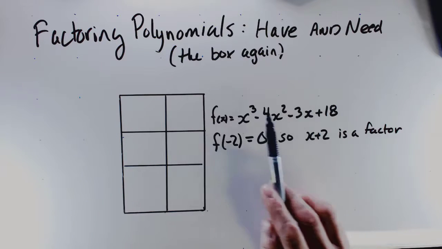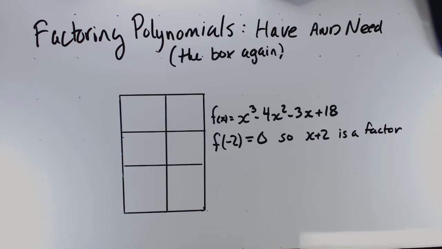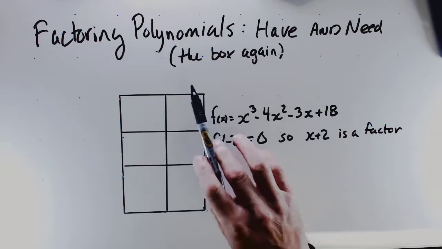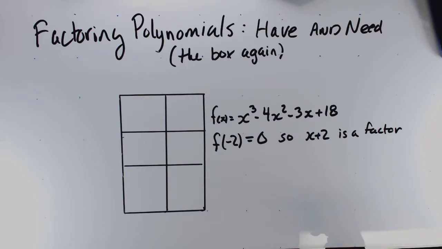And so we're going to give a quick look at this have and need method of factoring polynomials, and we're going to be using it in the context of the box again, just so that you get an idea how it works. And so I'm asked to factor x cubed minus 4x squared minus 3x plus 18.